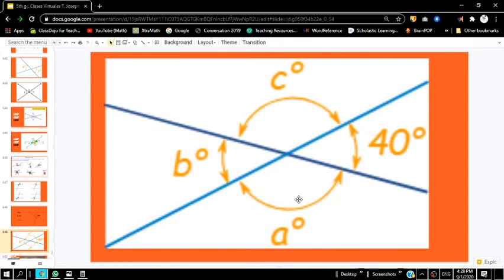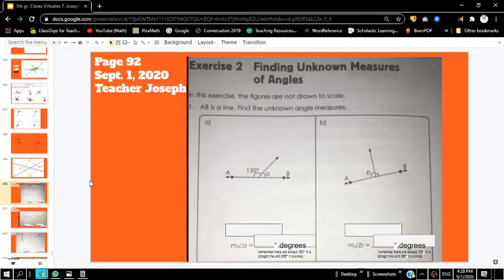And since A plus 40 equals 180, I know that A is 140 and C is 140. Okay? Let's take a look at some examples in your book. On page 92, in your Prime book, 5A, we're going to be working on two different pages, 92 and 93 today. So open up to page 92, and let's look at problem letter A.